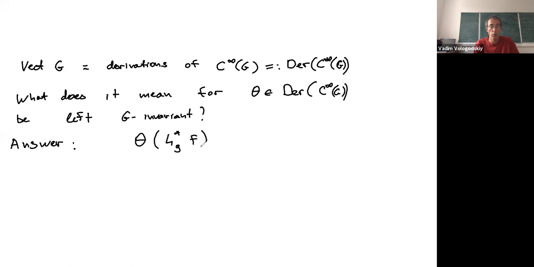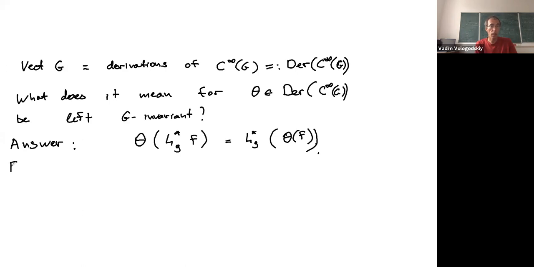If you have a function f, you can translate it through g, a diffeomorphism acting on functions, and then apply your derivation. Or you can do it in the other order: first apply the derivation and then translate. This is the condition for theta to be G invariant. It agrees with the corresponding notion for vector fields. I'm not going to verify this again; it is straightforward.